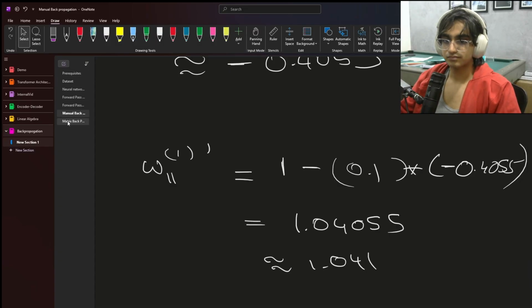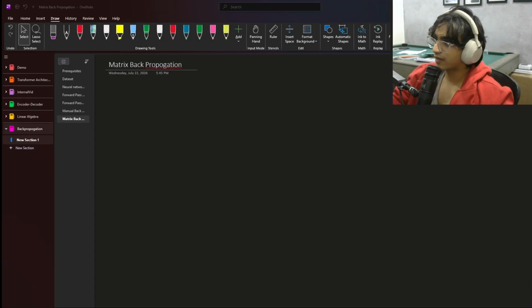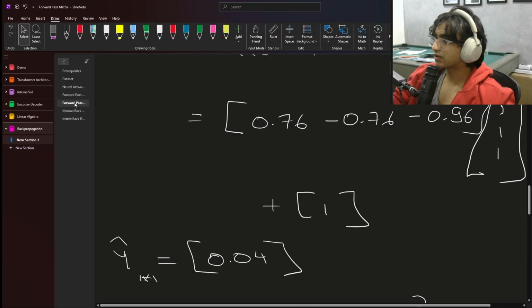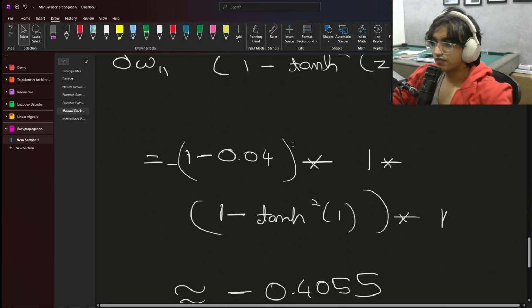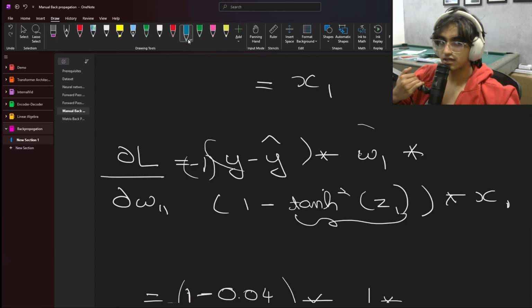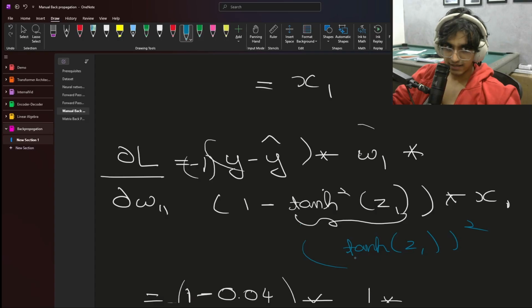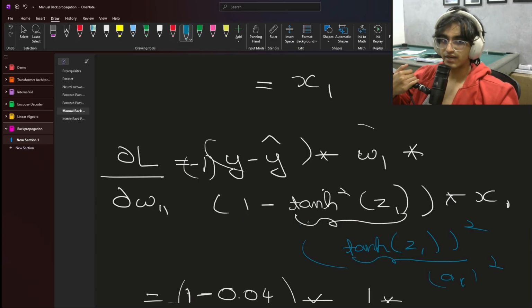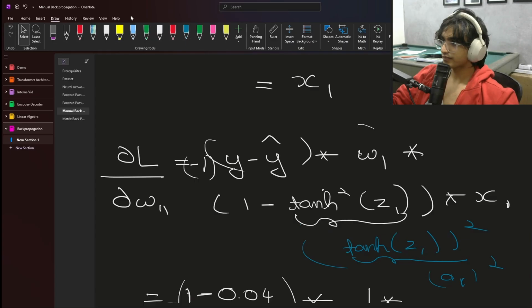So let's do that. All right, let's do the matrix backpropagation. But before that, there's one thing I wanted to point out. Over here, 1 minus tanh squared z1 is essentially tanh of z1 the whole squared. We know that tanh of z1 is nothing but a1. So this whole expression, 1 minus tanh squared z1, is just 1 minus a1 squared.